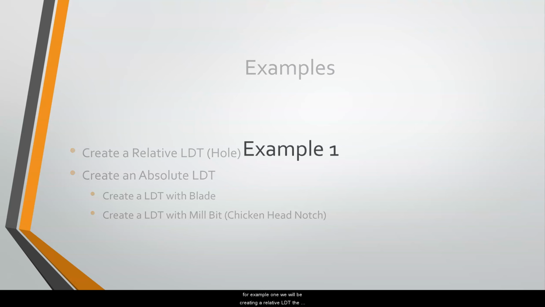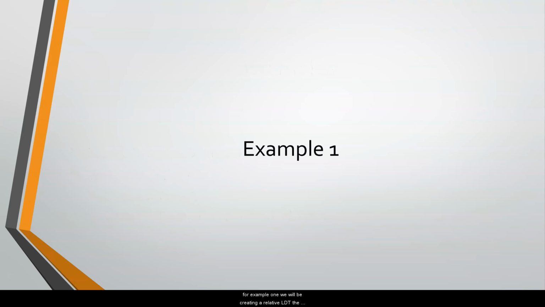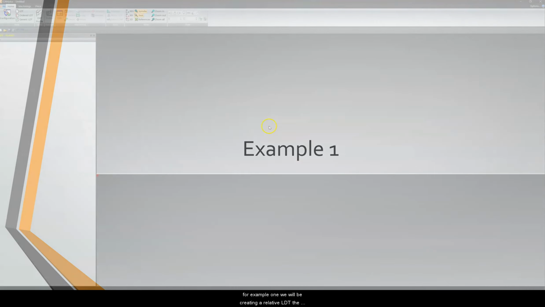For example 1, we will be creating a relative LDT. The first step will be to set the couplers to the correct machine. So we will go to Configuration and select the planet. Then we will load the correct DXF file.